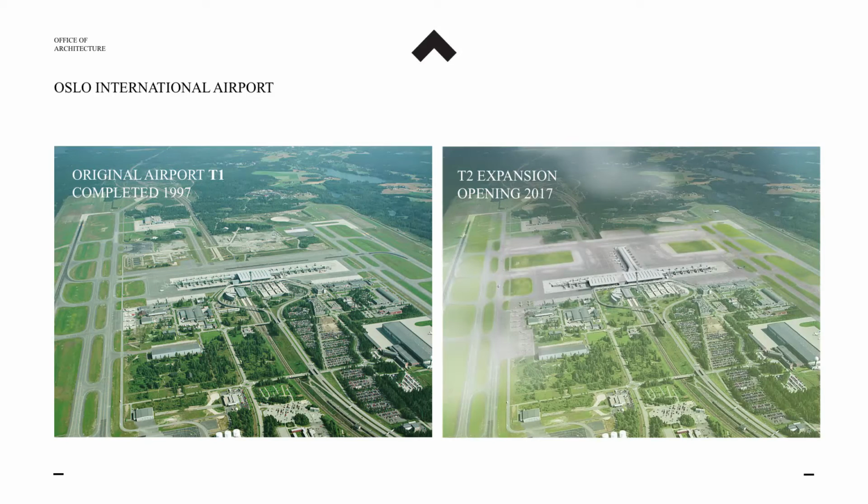So this is basically, to the left, the photo of the original T1 project. And you can see all the green areas connecting to the terminal in the center. To the right, you can see the new layout for the airport as it is with the T2 expansion. Now this is the T2 project.